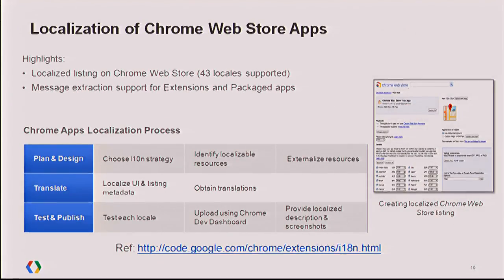Now let's look at localization of the Chrome Web Store apps. One important aspect here is that you can do your listing in 43 locales from the Chrome developer dashboard. And second, depending on whether you have an extension, packaged app, or hosted app, your app localization mechanism would be different. So let's look a little bit more at the extension and packaged app, where you have more control over the files right in your dashboard.